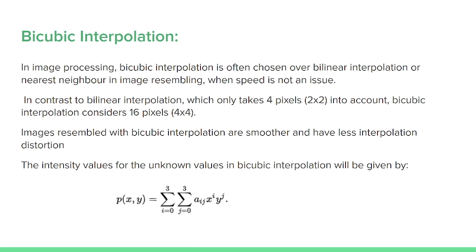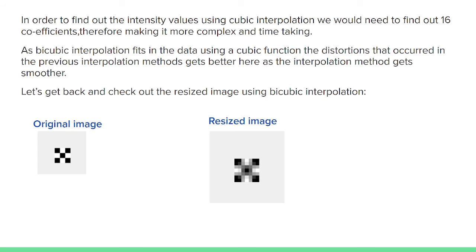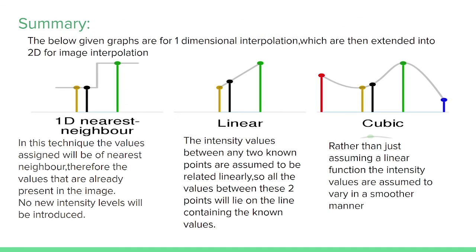Instead of considering 4 nearest neighbors, we take the 16 nearest neighbors and find the intensity values, and these values are fitted in a bicubic polynomial. Bicubic interpolation is time-consuming and more complex, but sometimes promises better results than bilinear interpolation. Applying bicubic interpolation, this is the original image and this is how the resized image would look.